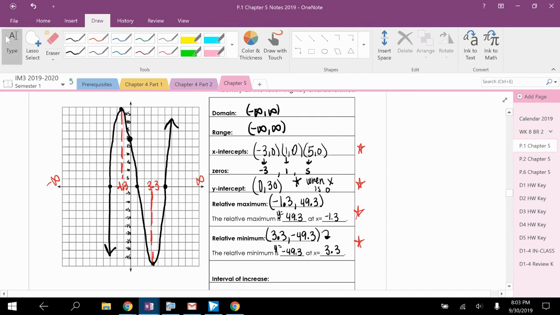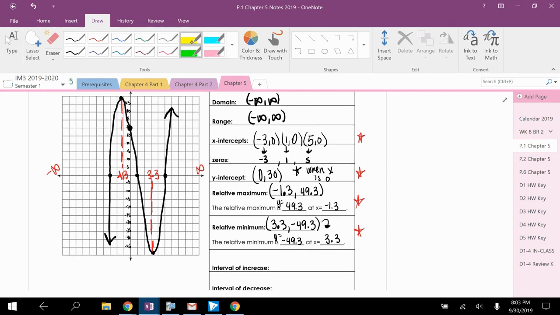So now, interval of increase. From left to right, I'm going to be increasing first. If you watch, I'm going to increase, increase, increase, increase from left to right. But we have to talk about where it is increasing, not the y values. We're looking at the x values. So from negative infinity, all the way over here to the left, we stop at this little wall, this negative 1.3. That's going to be our interval of increase. So from negative infinity to negative 1.3, it's always your x values.